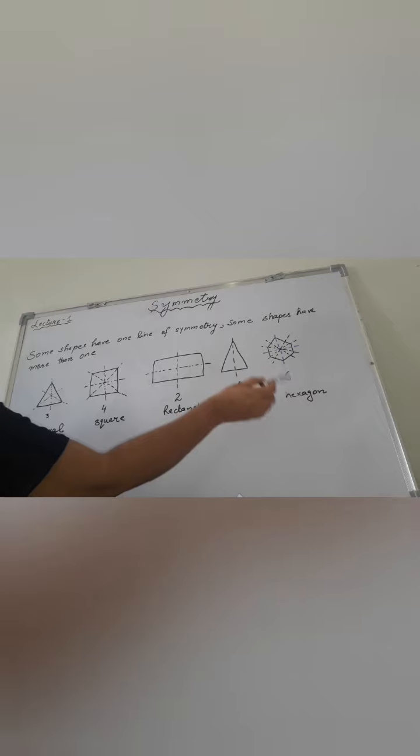That is in the case of a scalene triangle, in which all the sides of the triangle are different, and some have more than one line of symmetry. Here I have two lines of symmetry in the case of a rectangle. I have three lines of symmetry in the case of an equilateral triangle. I have four lines of symmetry in the case of a square, and I have 6 lines of symmetry in the case of a hexagon.